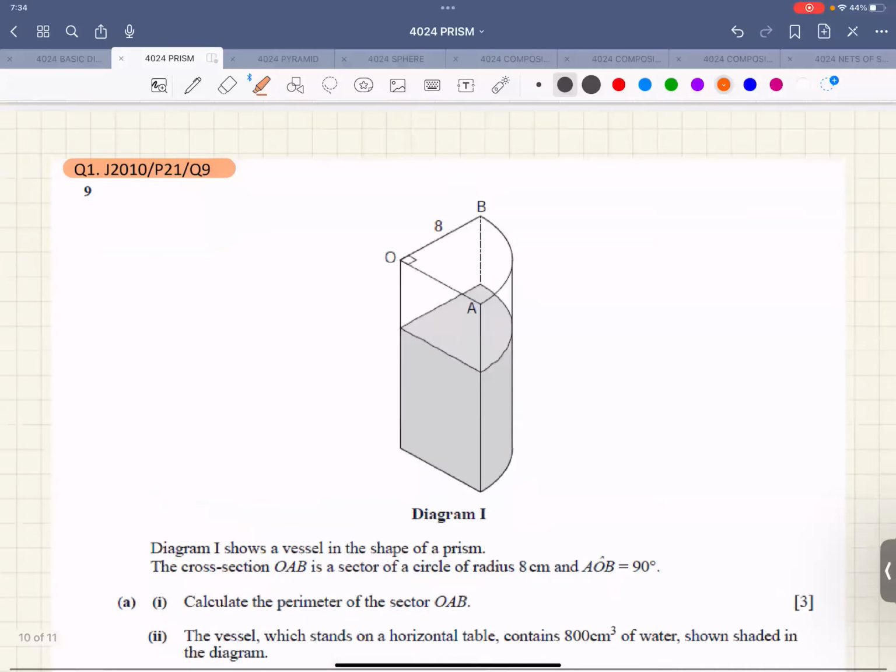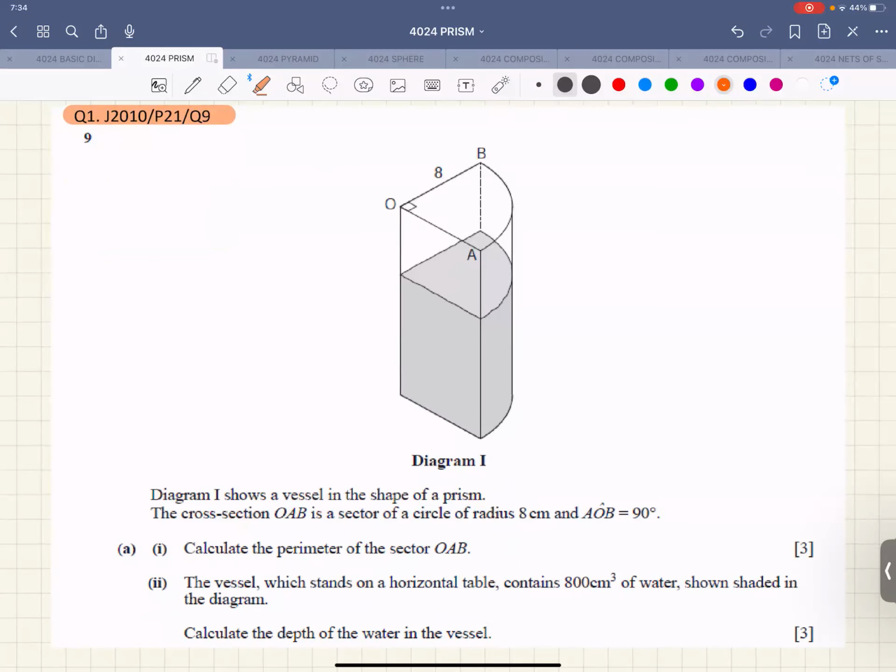Diagram 1 shows a vessel in the shape of a prism. So this is a vessel in the shape of a prism. This is the cross section. The cross section is a sector of a circle, radius 8 and angle 90 degrees. So it has the same radius as the last time, except for the fact that the angle is 90 degrees, except in the previous one, it was how much? It was 40 degrees. Now, let me just draw this over here. Okay, so that's how this prism is drawn.